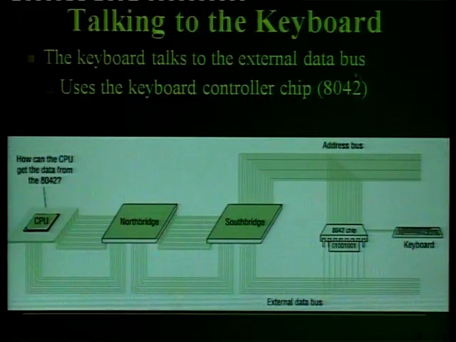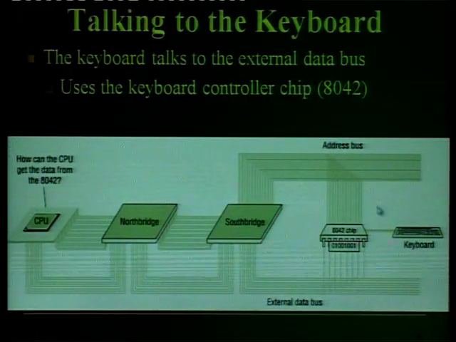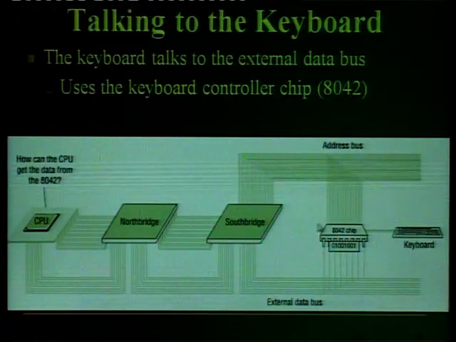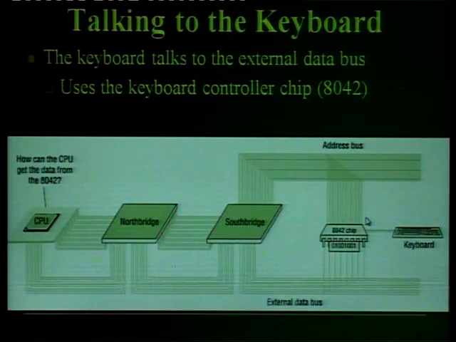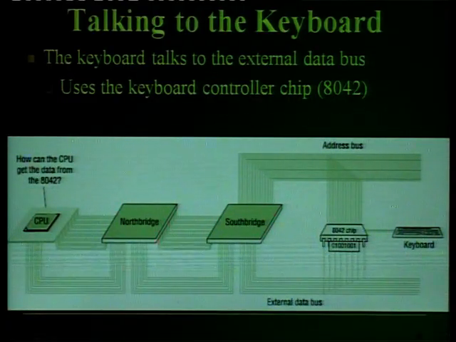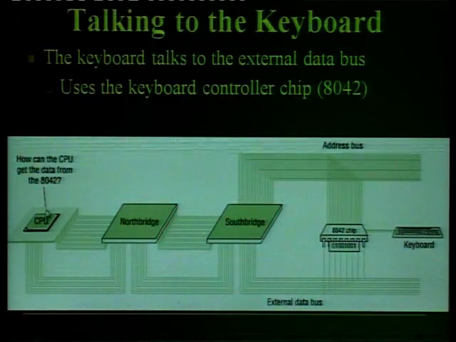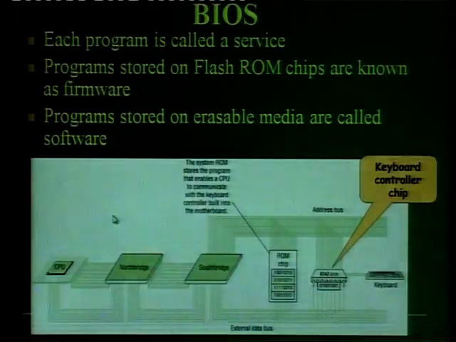In this diagram, the keyboard talks to the external data bus. We can say the keyboard talks to the external data bus through this chip controller, through this keyboard controller. This is one kind of chip, the number is 8042. This is a keyboard controller. The question now is, how can the CPU get data from this 8042 keyboard controller chip?